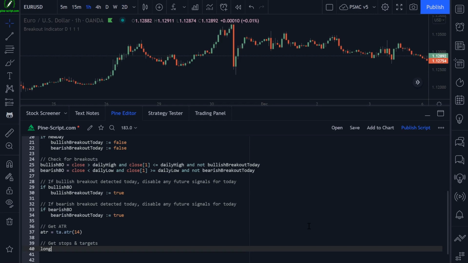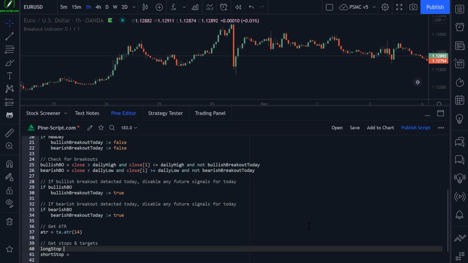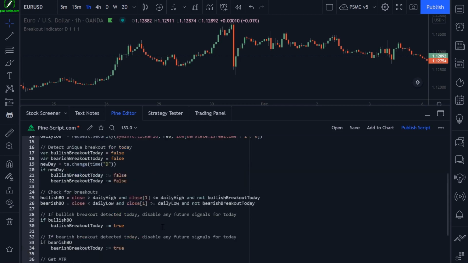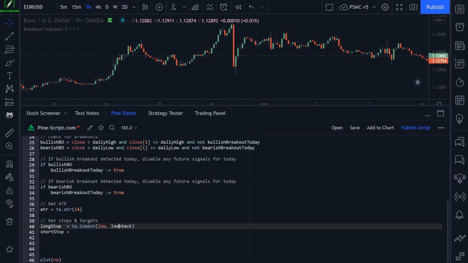So here I'm just going to call this long stop and short stop. Long stop is going to be set to the ta.lowest low over our look back period. So by default, that's 1. So we're looking back 1 bar, and whichever bar is lower, the entry bar or the one before that, will be our anchor point for our long stops.